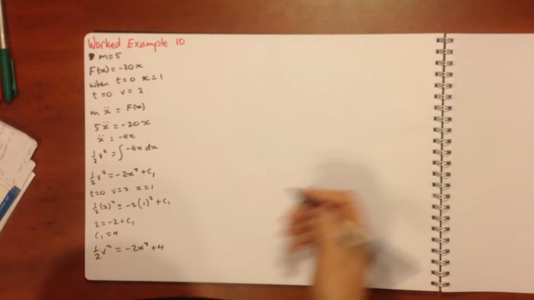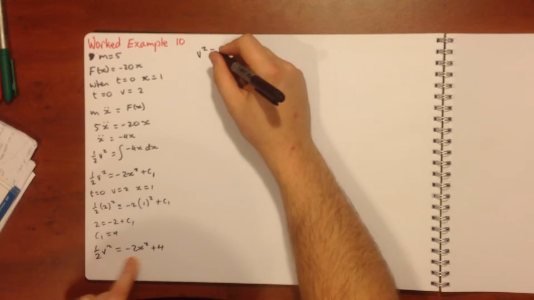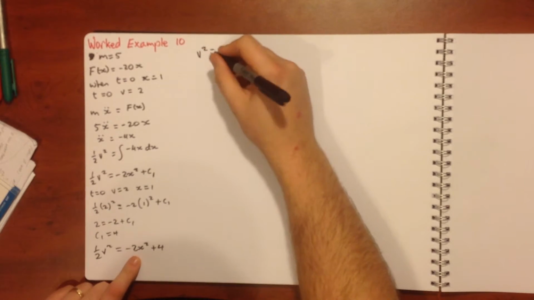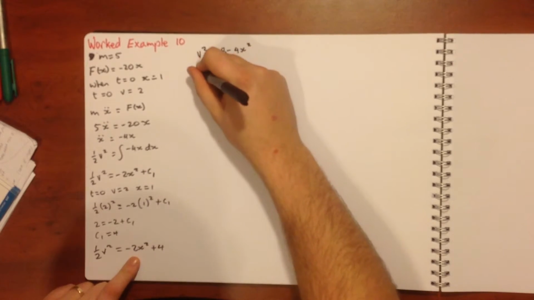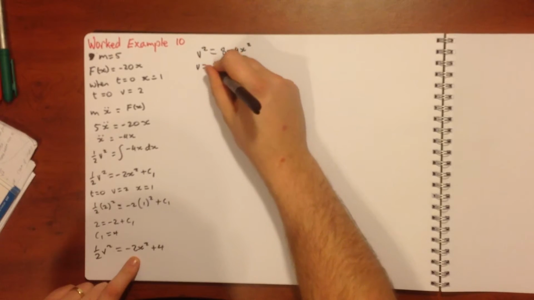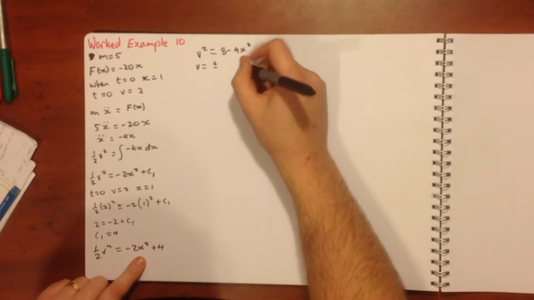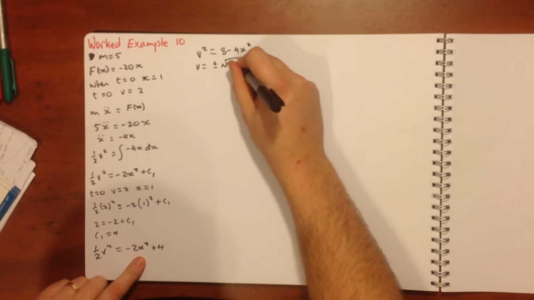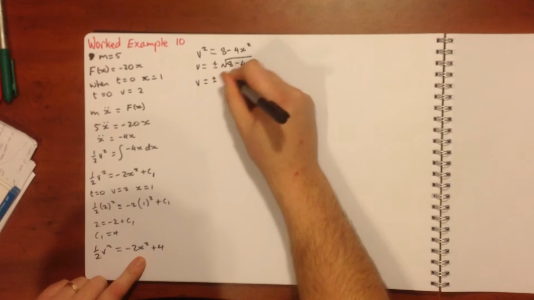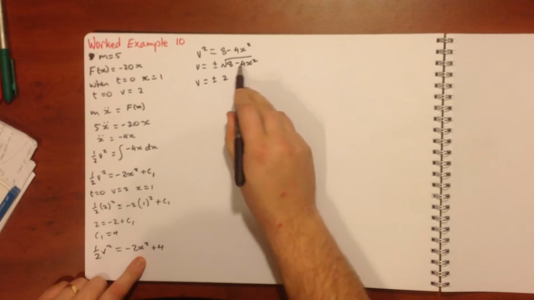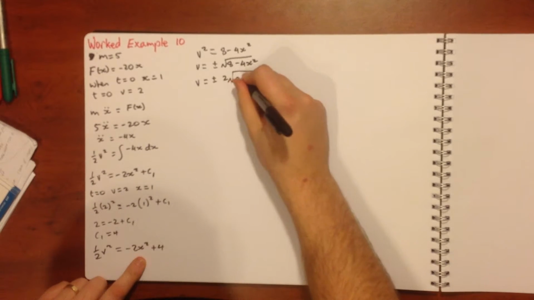So we're not going too badly there. We can keep simplifying this and say v squared is equal to, multiplying by 2, 8 minus 4x squared. So v is going to equal plus or minus the square root of 8 minus 4x squared, which we can say is plus or minus 2, because if we bring out 4 as a common factor and bring that out as 2, the square root of 2 minus x squared.